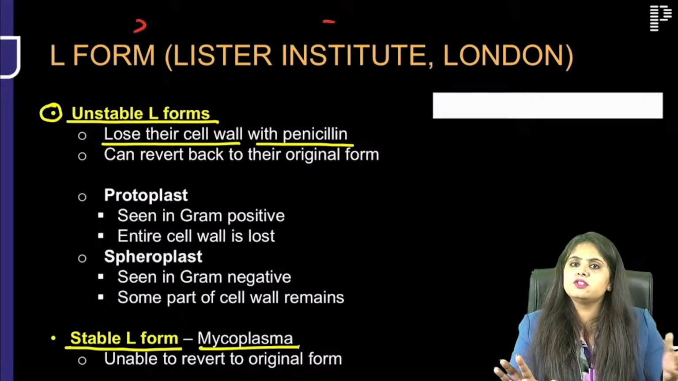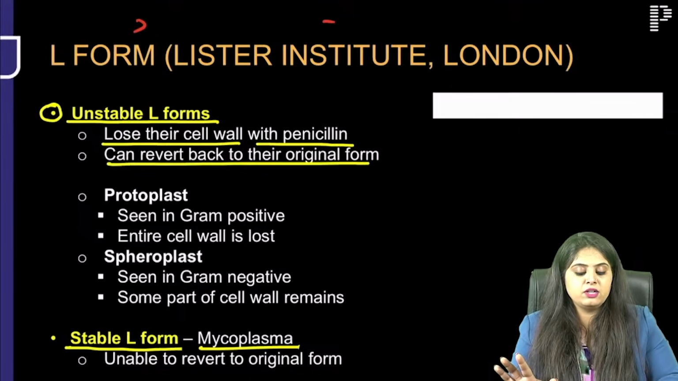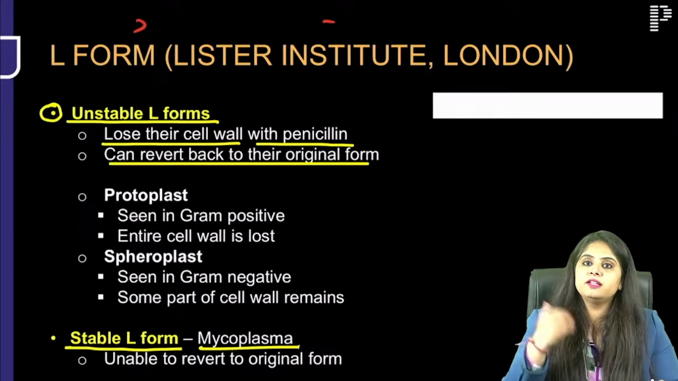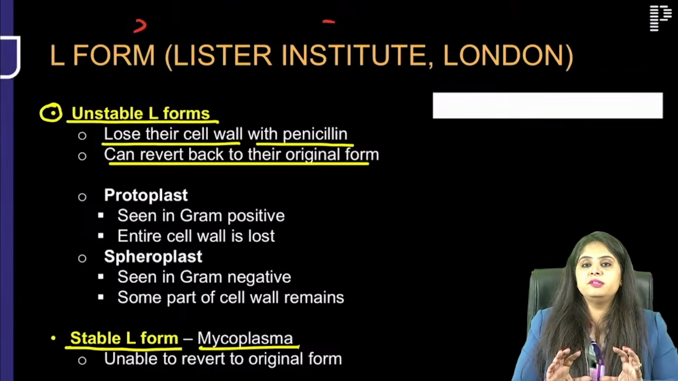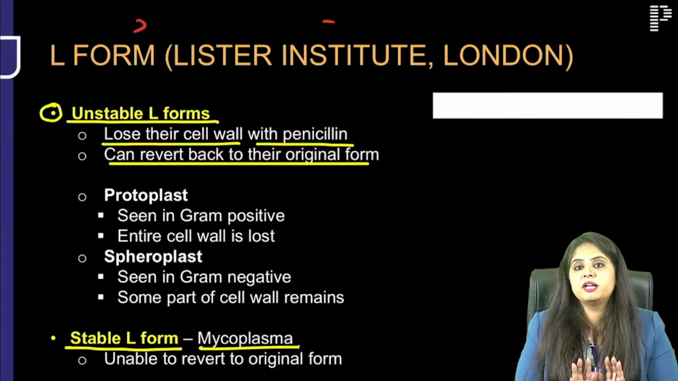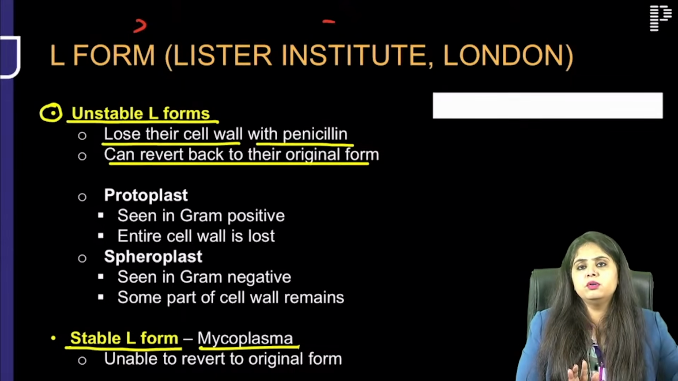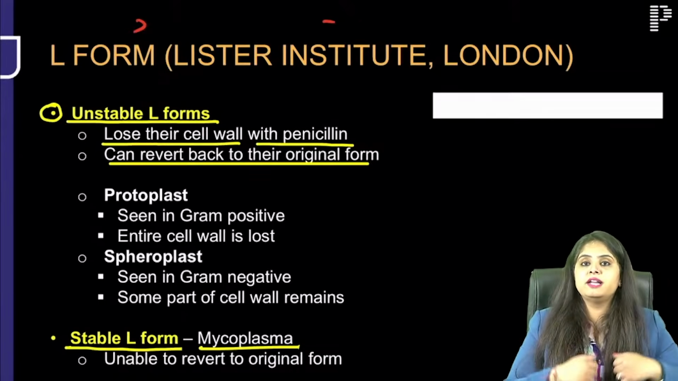Because once the action of penicillin goes, the drug concentration ends, they can revert back to their original form. They will get their cell wall back. So it's like a principle. Penicillin is like a principle. Till the time the principle is there, all the students will be scared. They will lose their cell wall and they will become innocent. As soon as the principle goes, penicillin goes, all of them will get their cell wall back.